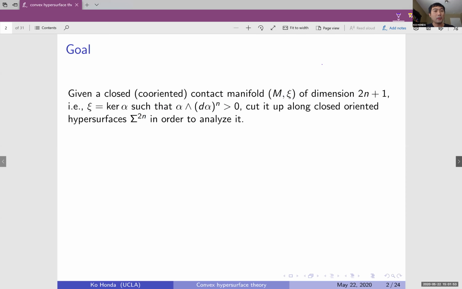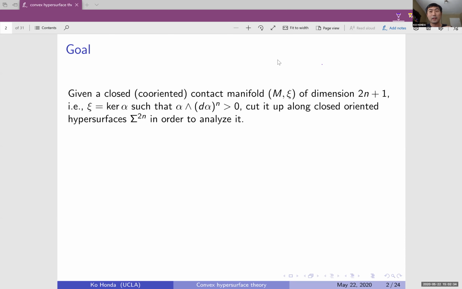Okay, so the goal of today's talk is as follows. Given a closed co-oriented contact manifold M, ξ of dimension 2n plus 1, so namely ξ is the kernel of a global one-form α, such that α wedge dα to the power n is a positive function times a volume form, you want to cut it up along a closed oriented hypersurface Σ of dimension 2n in order to analyze it.